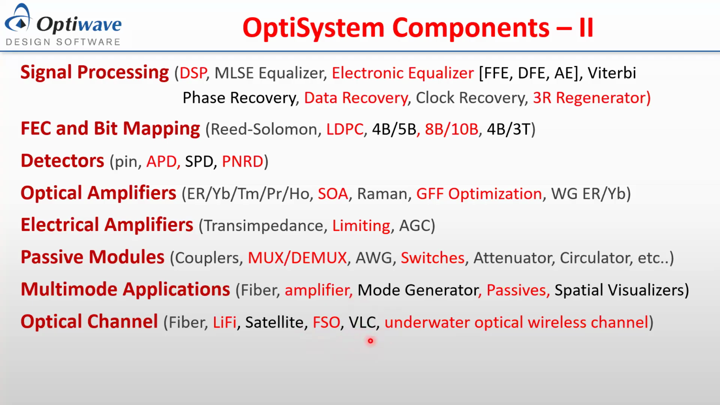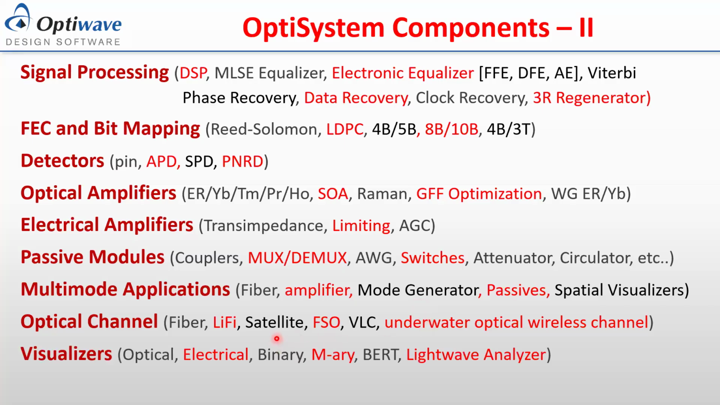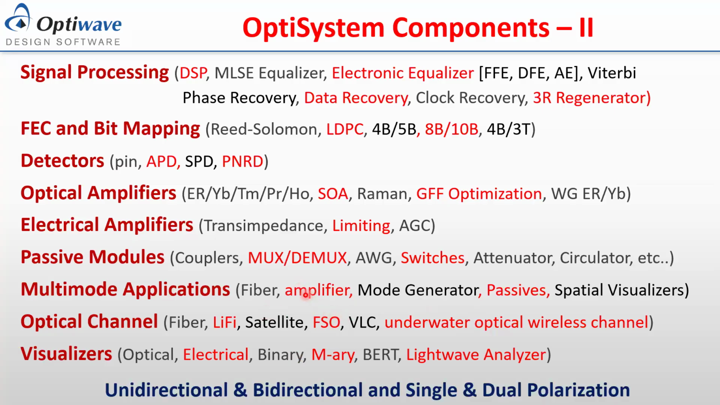Now, there is a visible light communication channel as well as underwater channels, which are line of sight and non-line of sight, which take into account the effects of water, salinity, temperature, and so on. Visualizers: we have a huge library of visualizers in the optical domain, electrical domain, binary, memory. There is BERT, as well as some equipment for lightwave analyzers, like vector analyzers, as well as filter analyzers, and so on. Most of the components work in bidirectional as well as unidirectional modes, so you can transmit signal over them from west to east and east to west.